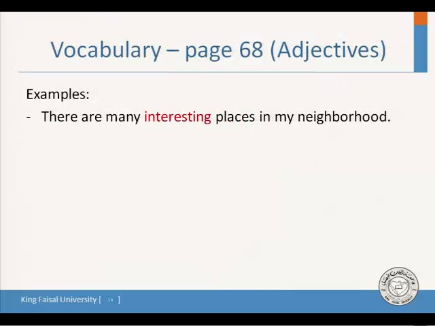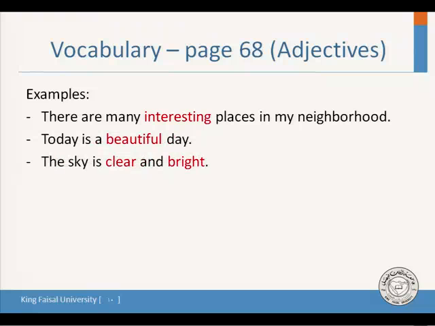Interesting. And the noun, places. Today is a beautiful day. What's the noun? Day. The adjective, beautiful. A beautiful day. The sky is clear and bright. Two adjectives. The park is very crowded.